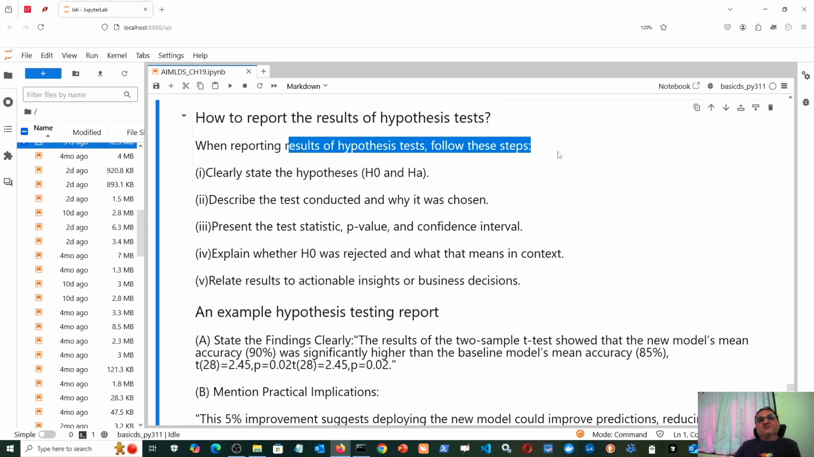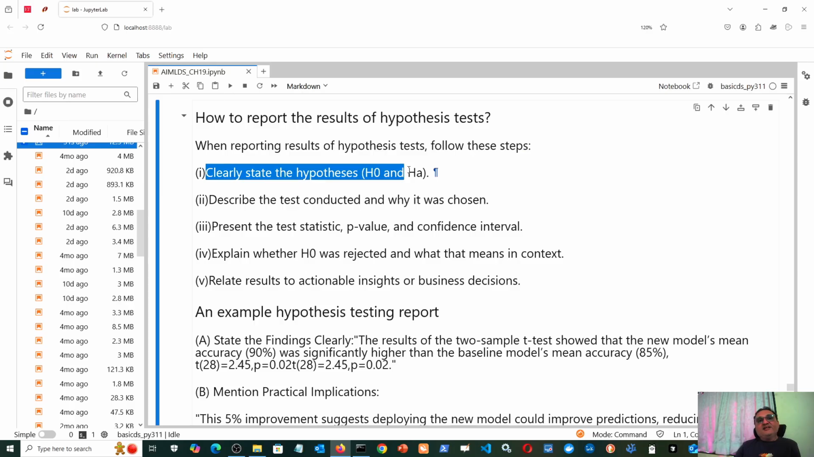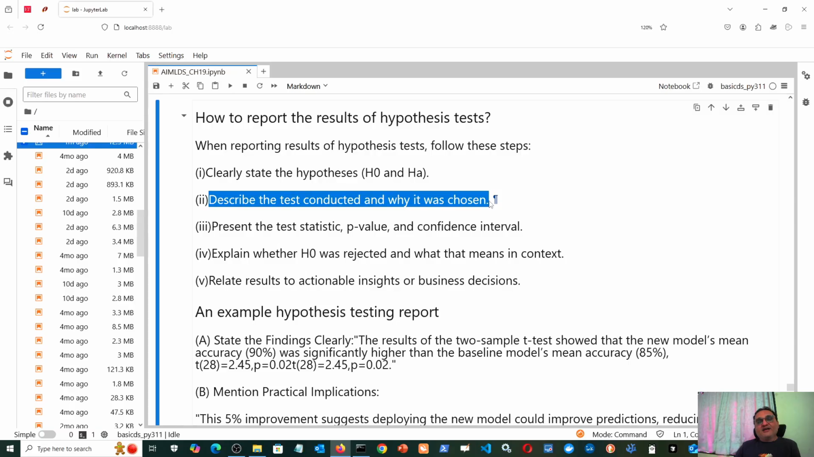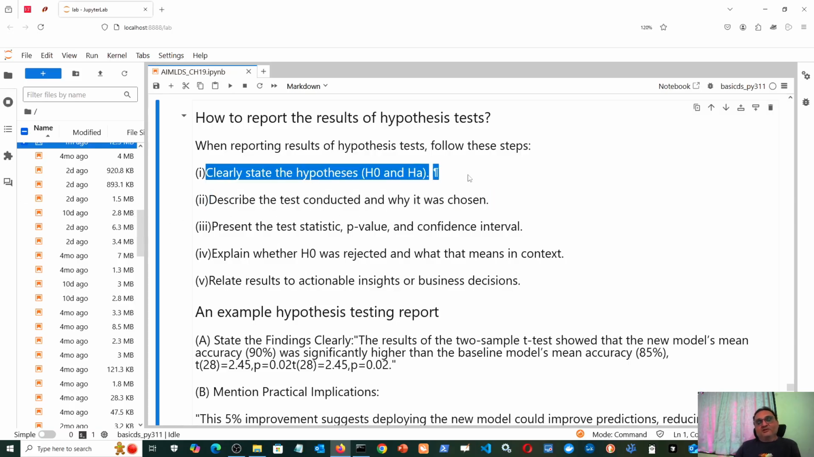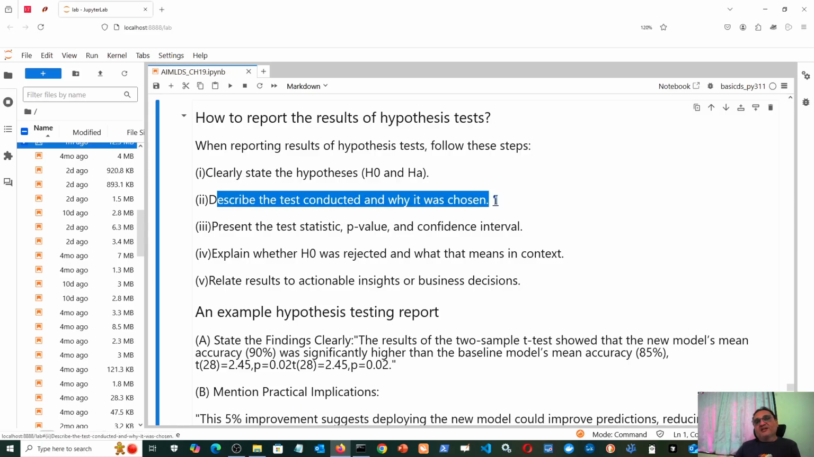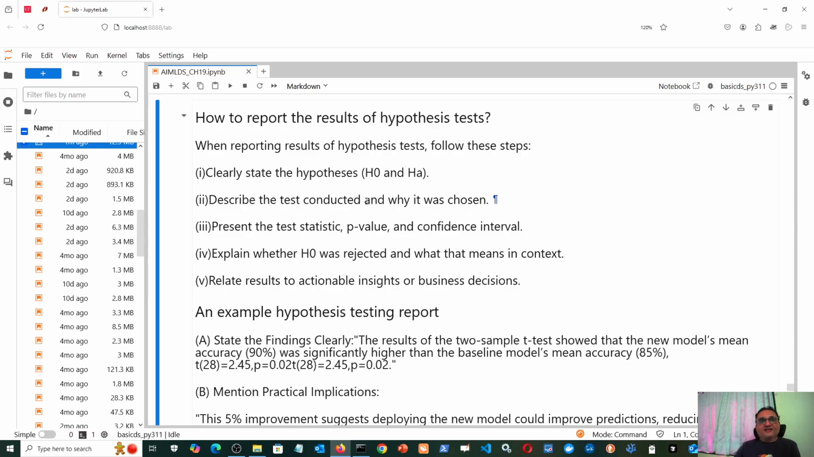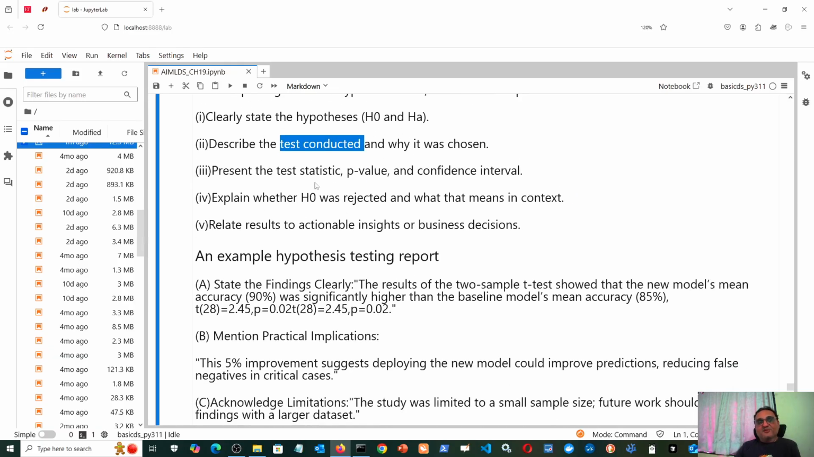So when reporting results of a hypothesis test, follow these steps. Clearly state the hypothesis, H0 and HA. Describe the test conducted and why it was chosen. So what was your null hypothesis? What was your alternative hypothesis? Why did you choose a particular test, and how? What is the basic logic of that test? In very brief, you don't have to describe it as if you are writing a statistics answer paper in the university, but still say what that test gives in very brief, and why you chose that test.